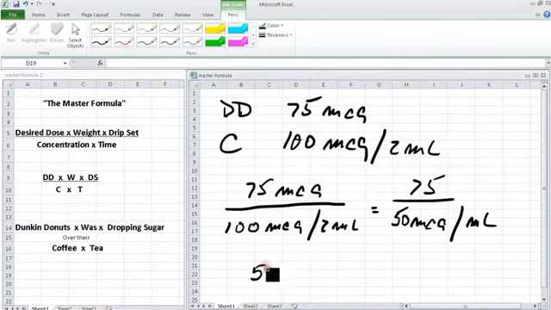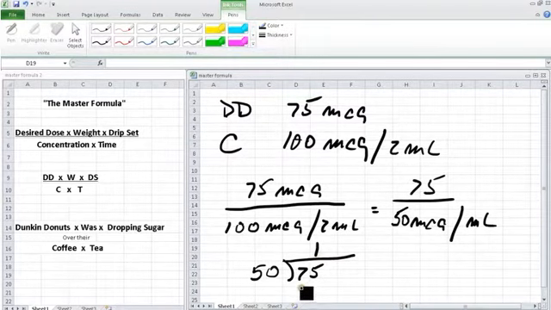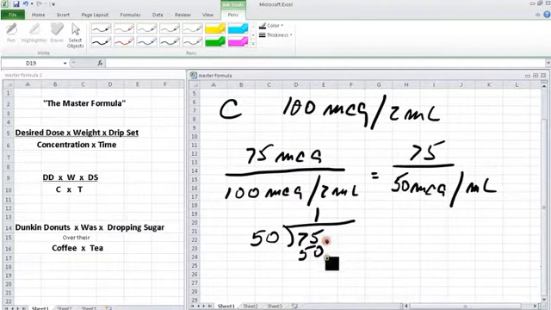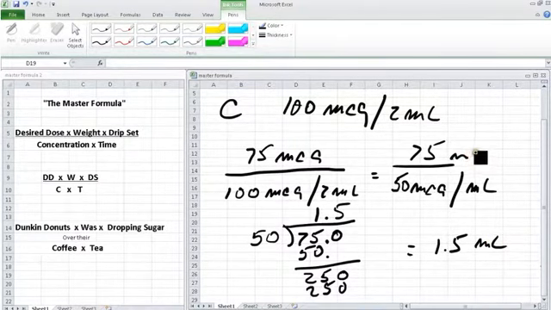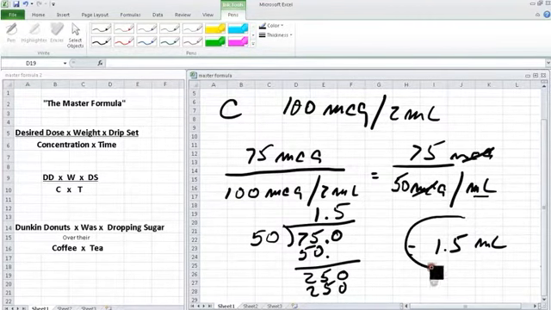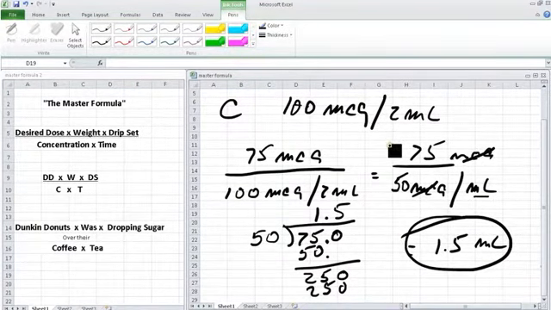And to do the calculation, the division, I'll write that down here. 50 into 75 it goes once. Let's give myself some more room. And here I have 250. 50 into the 250 is 5, so 1.5. So the final answer, 1.5 mLs. Again, the micrograms cross off here, and the mLs come up to the top when you do the division. 1.5 mLs.